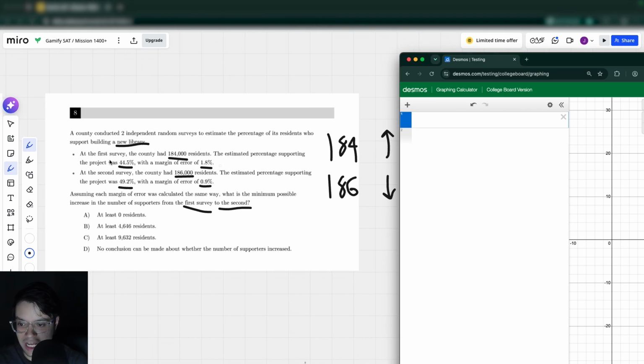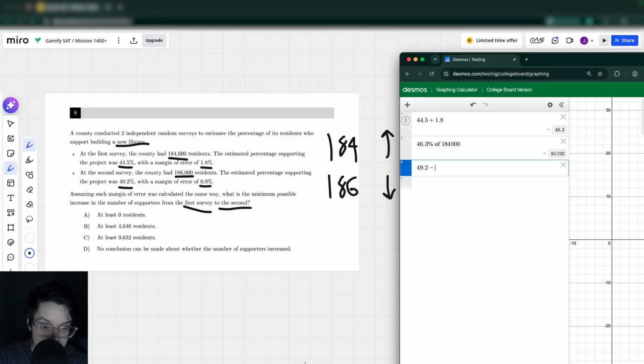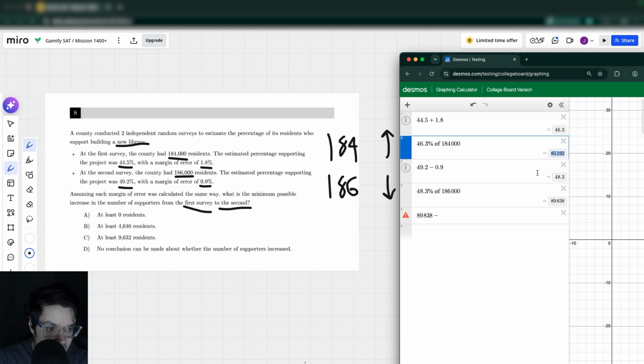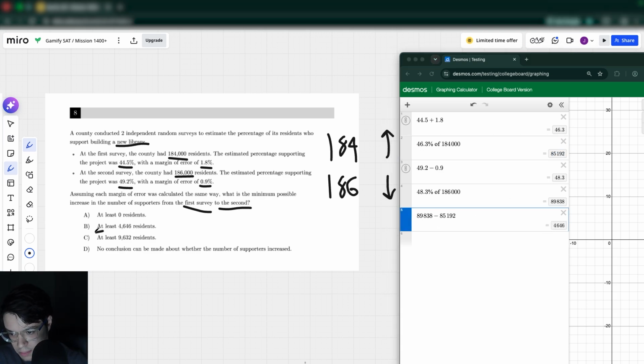So we have 184,000 and 44.5. I'm going to say 44.5 plus 1.8 would be 46.3. And so then I would just go ahead and say 46.3% of 184,000, because we were trying to take the largest possible one for this one. Then I would do the same thing for the other one, except I would subtract it this time. So 49.2 minus 0.9 gives us 48.3. So we do 48.3% of 186,000. Then all we have to do is take this number and subtract the other number here, and we get 4646, which would be the answer. Hopefully this one made sense. You're just trying to make it the biggest possible one that could theoretically be, and the smallest possible one that could theoretically be.